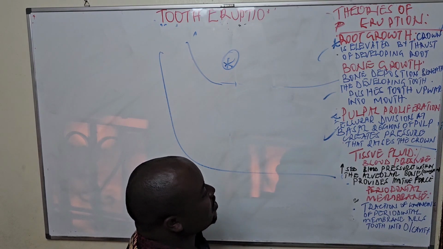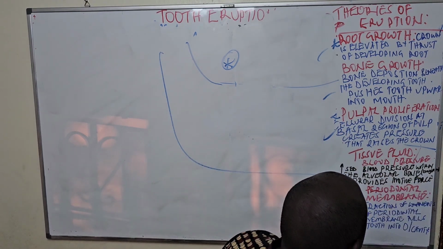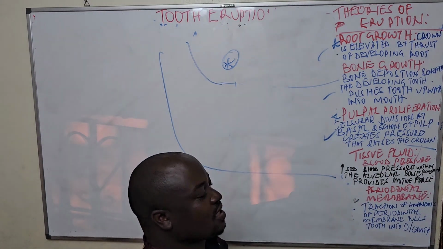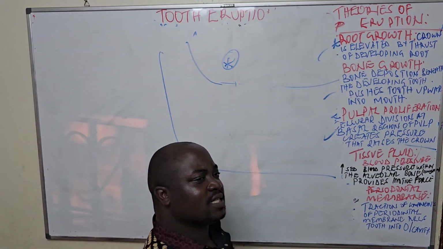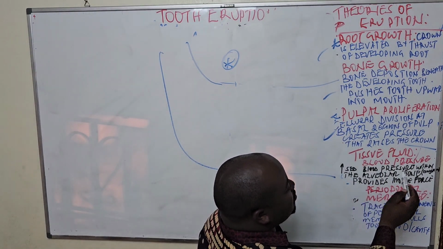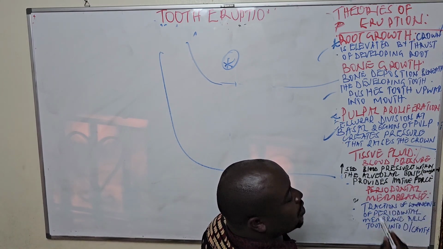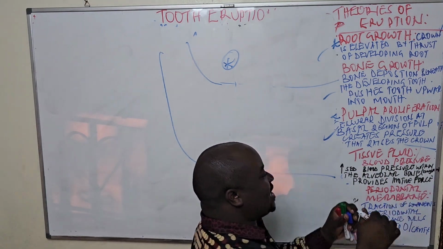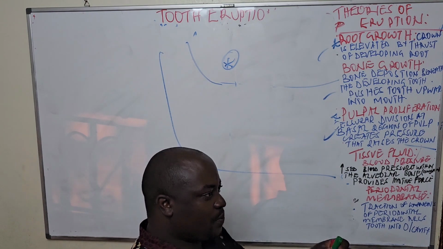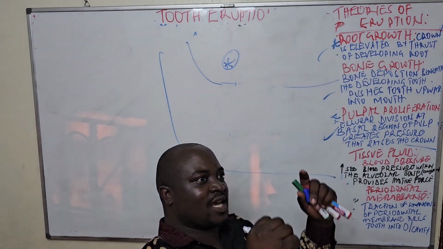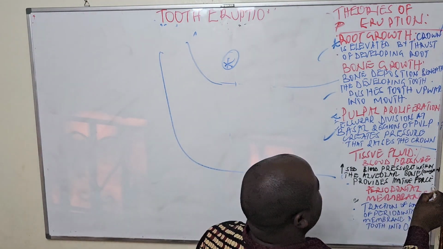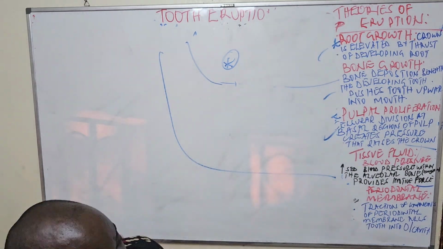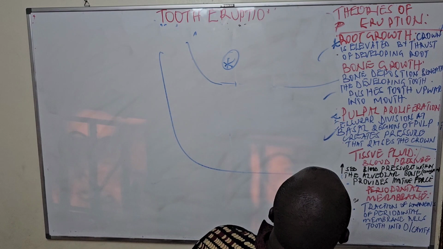The next one is the pressure theory. It is also called blood pressure theory. The scholar documented that there is an increased blood pressure within the alveolar bone, or within the environment where this tooth is. As the blood pressure increases in the position where this tooth is, it creates pressure that pushes it into the oral cavity. Then the last one is the developmental or periodontal membrane theory.